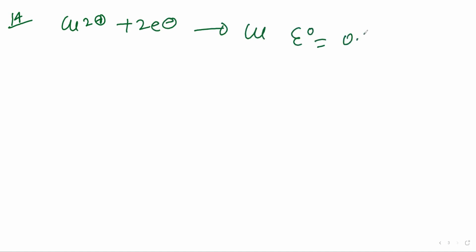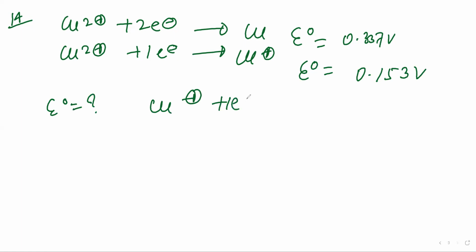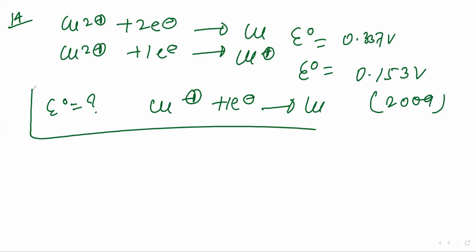Now look at the next point, question number 14. The given reaction is Cu2+ gaining 2 electrons to form Cu. E naught of this reaction is 0.337 volt. Second equation, Cu2+ gaining 1 electron to produce Cu+. E naught of this is given as 0.153 volt. You have to calculate the E naught of the reaction Cu+ gaining 1 electron producing Cu. Asked in 2009.